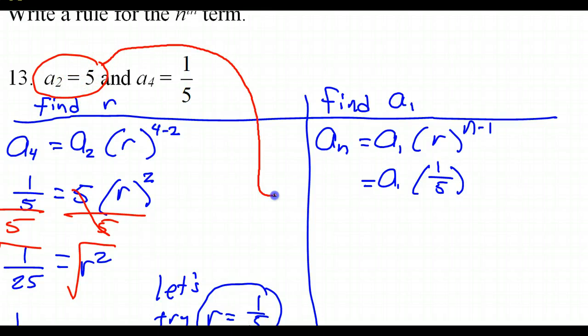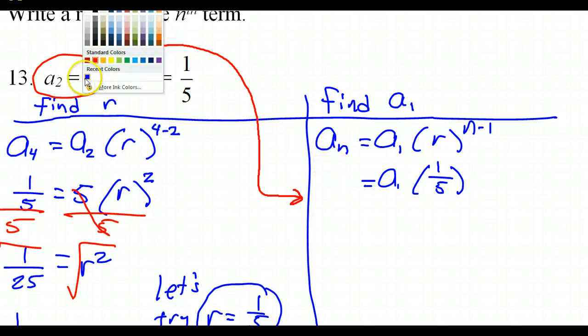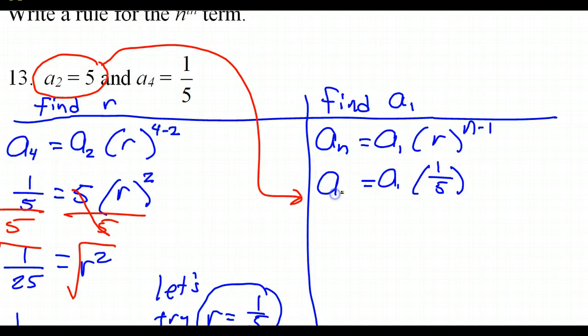Okay, but I need you to understand that when you have two terms like this, it's really up to you. Just pick one and go with it. So I'm going to go ahead and do a2. Now, if I do a2, that means n is 2. So this will become the 2 minus 1 power. So I would write down the a2 for now.